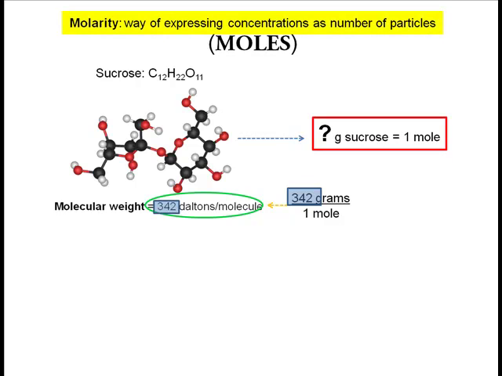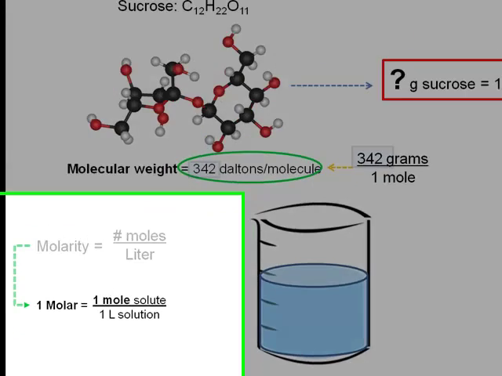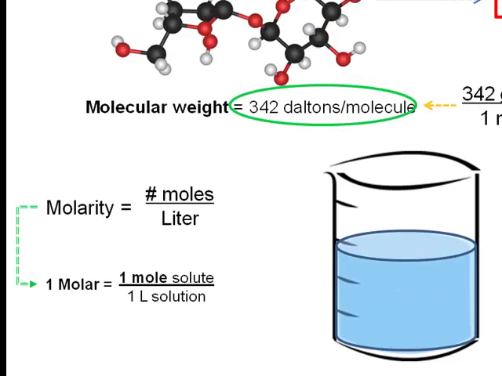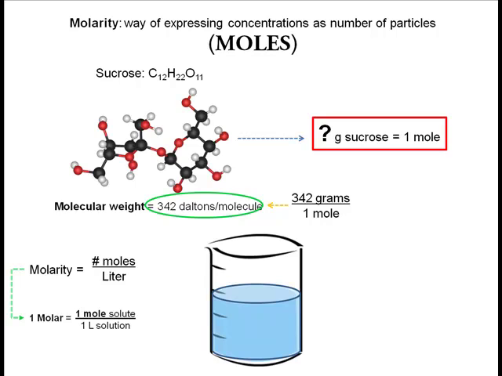Molarity is a way of expressing concentrations as a number of particles, and by definition, molarity is the number of moles of solute per liter of solution. A 1 molar solution is 1 mole of solute per 1 liter of total solution. The way that you make this is not to add 1 mole to 1 liter of water. That would give you a concentration just under 1 molar.